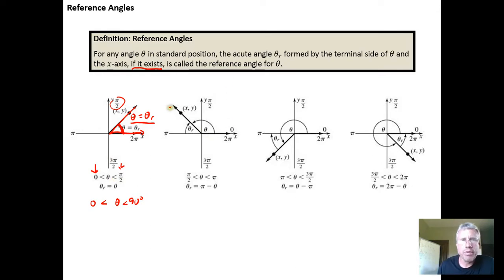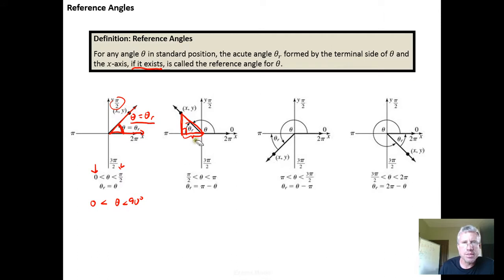If we rotate over into quadrant 2, the reference angle is going to be the acute angle formed by the terminal side and the x-axis. Something to note, in my opinion, is that anytime you have a point on the terminal side, you can always drop a perpendicular and form a right triangle. So the reference angle is always going to be the angle for that right triangle that is adjacent to the width of that triangle.